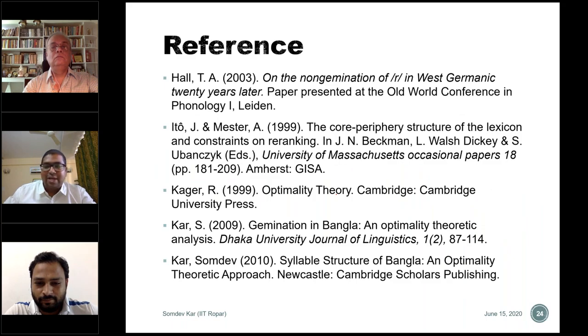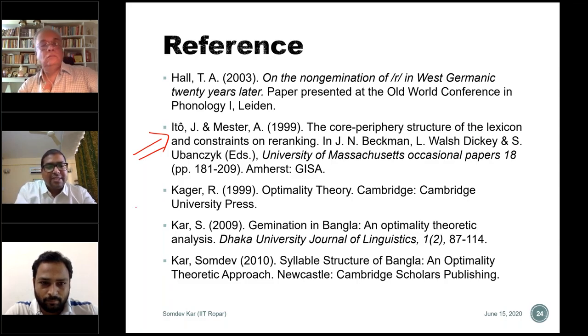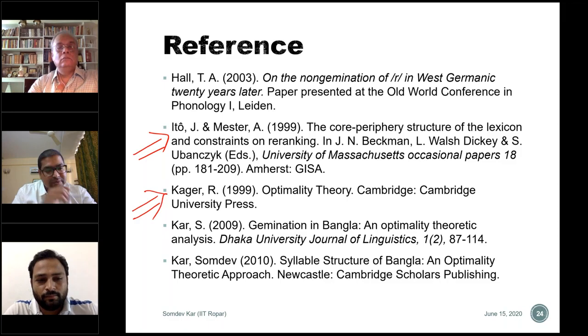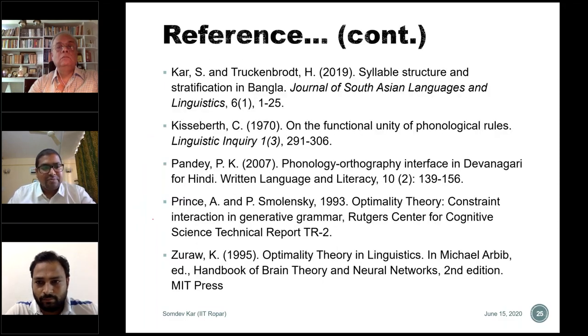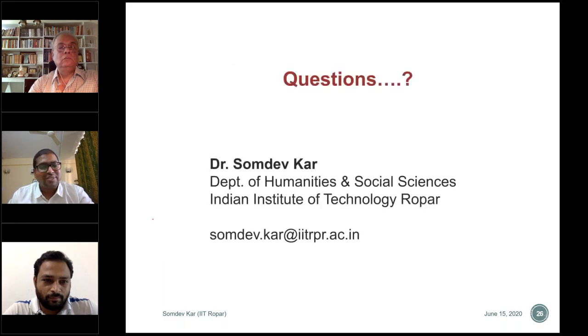And this is a quick set of references. This is the paper I was talking about, Ito and Mester's core periphery structure of the lexicon. And this is an interesting and most common work on OT for learners. And there are some other works which I used for this talk, and some of the works are my own work. And here I stop for questions.